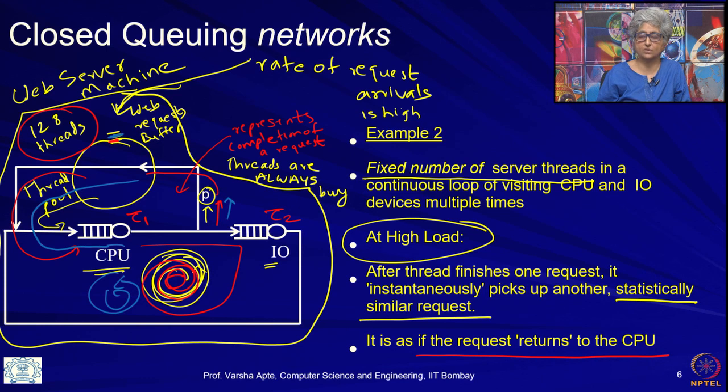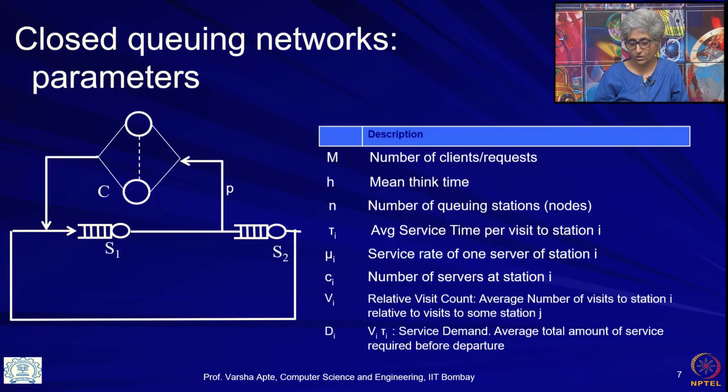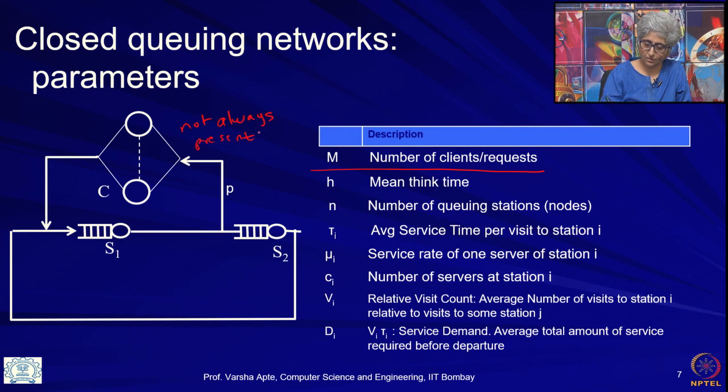So, these are the two scenarios under which closed queuing networks are modeled. These are the typical parameters of closed queuing networks. M is the number of clients if there is a client node. This is not always present, but if you are modeling the users explicitly, then it is present. Otherwise, it would be a closed queuing network where you are just going through this without modeling the users explicitly. If there is a client node, then there is a think time.